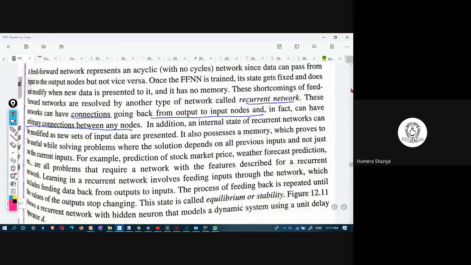And an internal state of a recurrent network can be modified as sets of input data are presented. As new sets of input data are presented, the internal state of the recurrent network also changes. It modifies. And it possesses a memory which proves to be useful while solving problems. It possesses a memory means there is no memory like RAM or ROM.